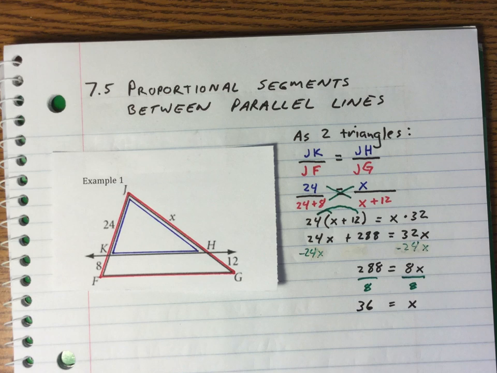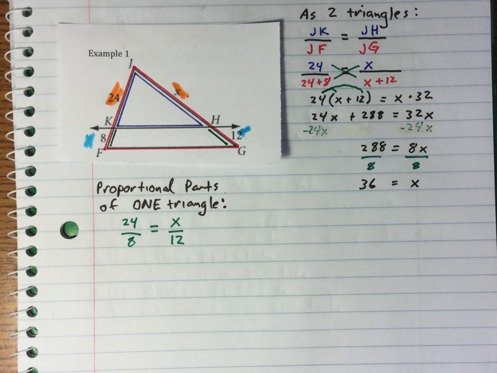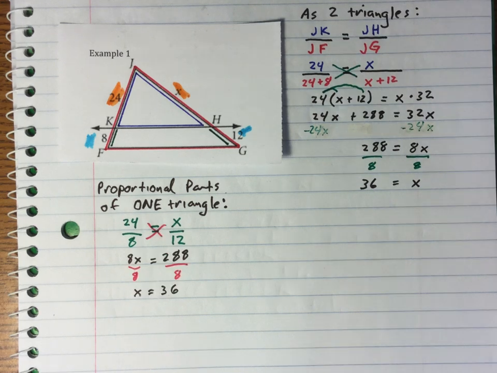So rather than looking at this as two separate triangles, the small and the big, consider it as one big triangle with proportional parts. So then we can split it up. We see that 24 and 8, x and 12 have the same proportion, the same ratio. And so 24 divided by 8 equals x divided by 12, and we can solve and we see that we get the same answer. And so that's the idea behind proportional parts of one triangle related to two similar but overlapping triangles. Show you another example here.